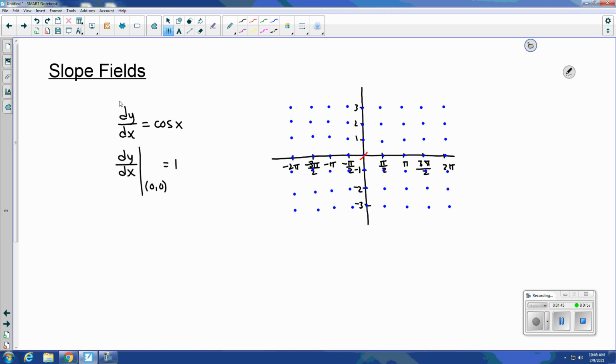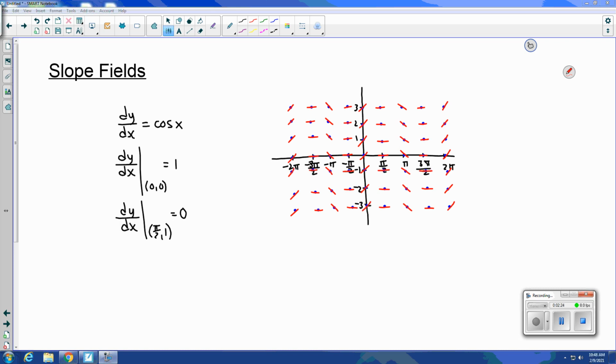So we'll do one more, and then I'll fill the whole thing in. So dy/dx, let's say we're evaluating that at (pi/2, 1). Again, this differential equation is only dependent on x. So when I plug in pi/2, I get 0. So the slope at that point should be 0. So I create a dash through that point on the coordinate plane that has a slope of 0. Again, we're going to repeat this, so I'll fill this out now.